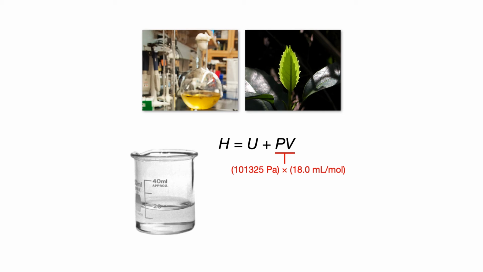And the pascal is the SI unit for pressure, and it is equivalent to a joule per cubic meter. And then a milliliter is a cubic centimeter, and since a centimeter is 1/100th of a meter, a cubic centimeter is 1/100th cubed of a cubic meter. So a milliliter works out to be 1/1,000,000th of a cubic meter. And so if we multiply this out, 101,325 joules per cubic meter times 18.0 times 10 to the minus 6 cubic meters, the PV term in the enthalpy here is 1.82 joules per mole. And that's a pretty small amount of energy.